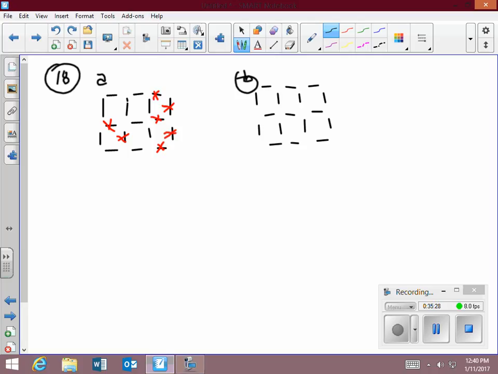This is 18. Remove two toothpicks and leave 6 squares. That's what this B part is. 2 toothpicks and 6 squares.